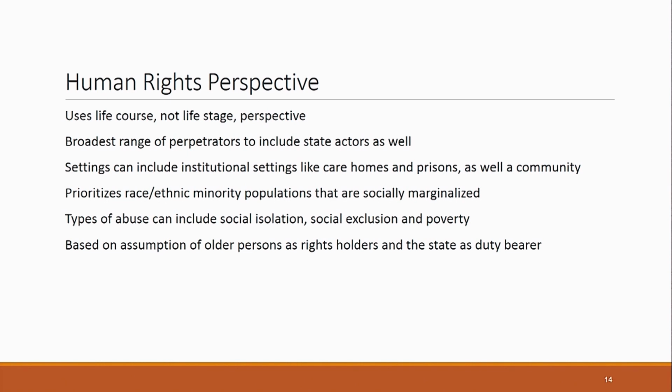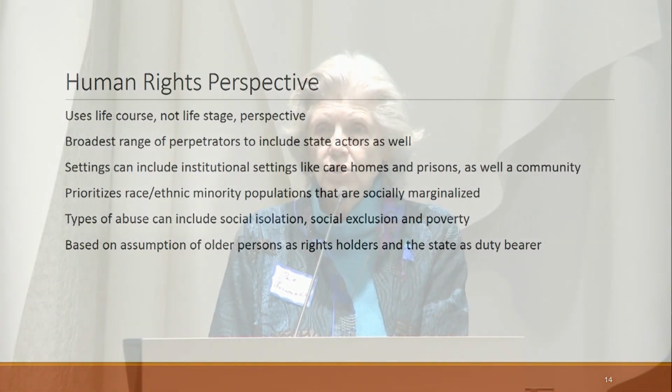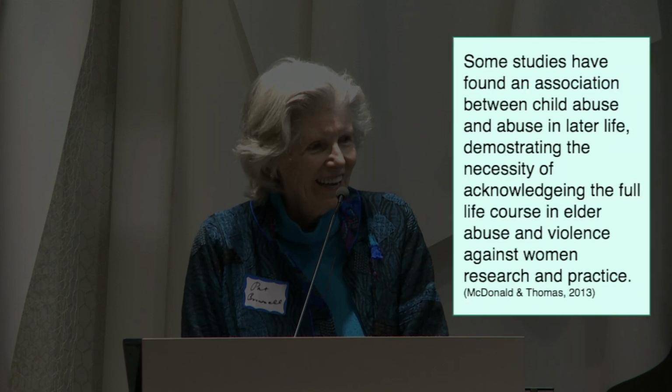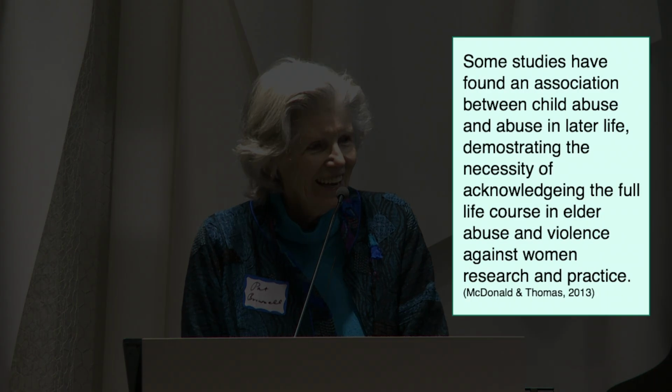And the UN does focus on human rights issues. So the human rights perspective uses a life course, not the life stage perspective. This is important because when we look at older women, we begin to look at cumulative disadvantages, cumulative rates of abuse, as opposed to stage-specific abuse. Some studies have found an association between child abuse and abuse in later life, demonstrating the necessity of acknowledging the full life course in elder abuse and violence against women research and practice.